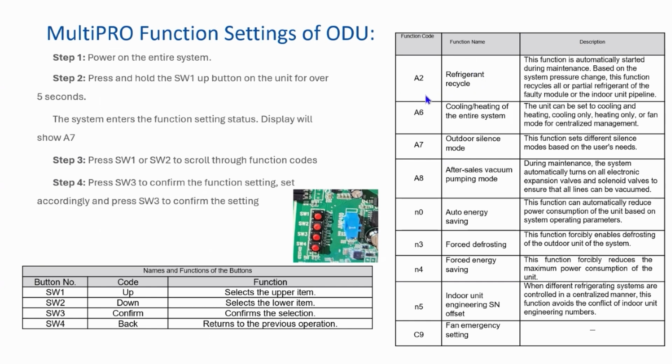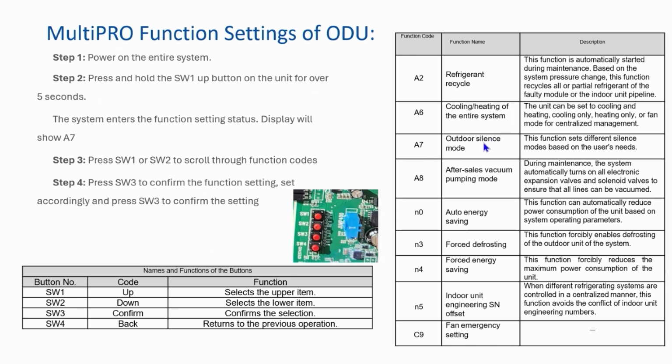Doesn't it open all the EEVs? Mm-hmm. Or it'll open up the EVs and it's going to pump all the refrigerant into the outdoor unit. It does it like a cooling mode pump down. Right. Okay. This A6 cooling heating of the entire system, this is a code that you could actually force this machine, if you wanted to, to only run in cooling or only run in heating. I don't know why you guys would want to do that.